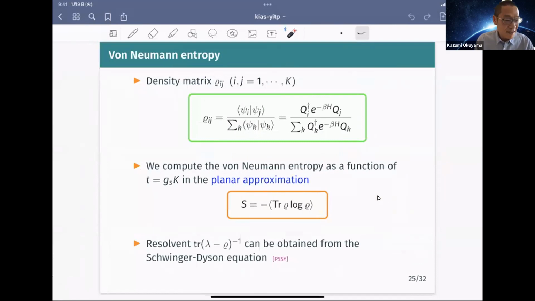So we are interested in the computation of the von Neumann entropy of this system. We define the density matrix by just the overlap of microstates i and j, divided by some normalization factor to ensure that the trace of the density matrix is 1. The von Neumann entropy is defined in the usual way, minus trace rho log rho, and we take the average after taking the trace.